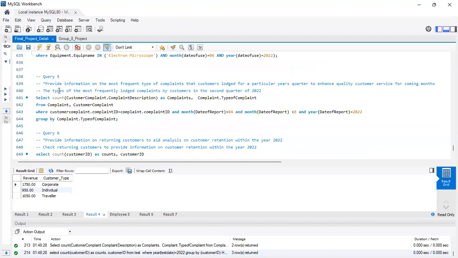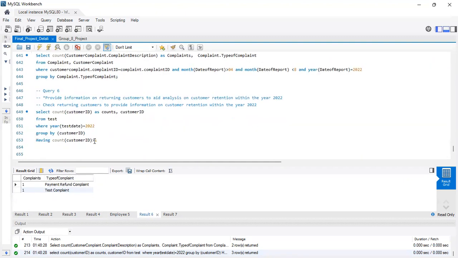The next functionality of the database was to provide information on the most frequent type of complaints that customers lodged for a particular year's quarter to enhance quality customer service for the coming months. So this query pulls up the complaints that have been lodged in the 2nd quarter of the year, with the number of times such complaints were lodged for customer care improvements. So as we can see from the output, in the 2nd quarter of 2022, the most lodged types of complaints were complaints about payment refund and complaints about the tests.